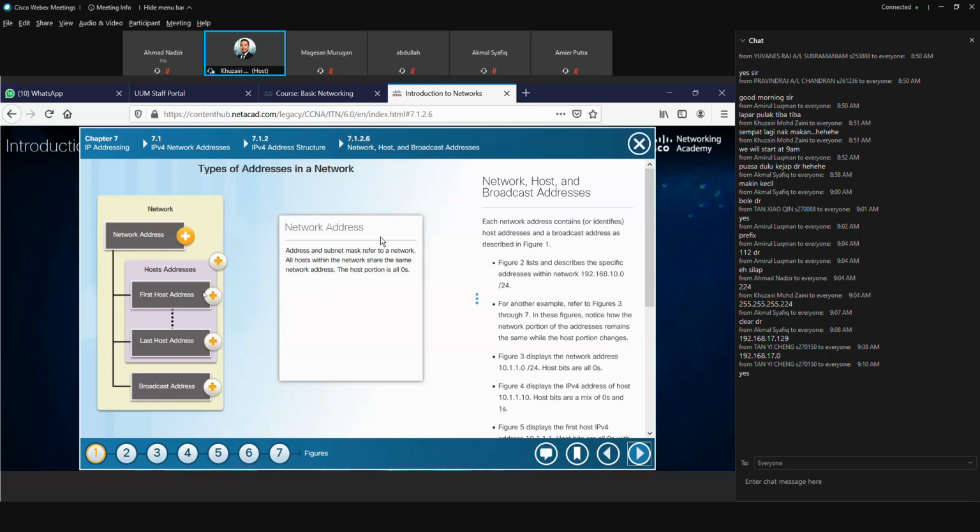Okay. Now I click here. First host address is what? The first available or the first usable, the first available host IP address in that network. The host portion always has all zeros and ends with a 1. Okay, remember this. The host portion always has all zeros and ends with a 1.